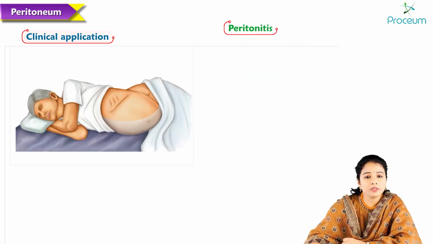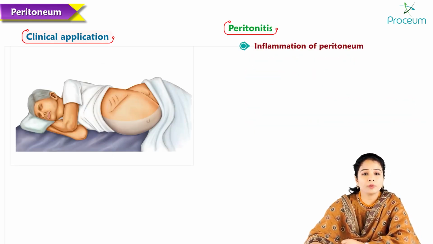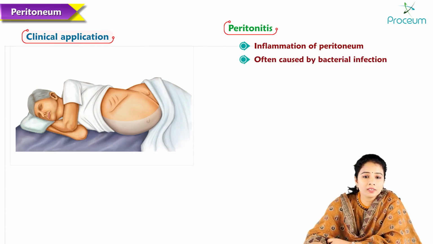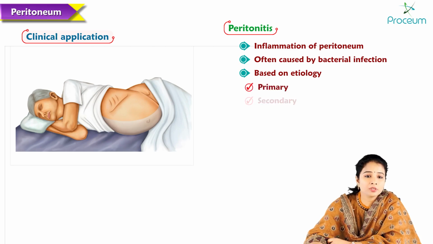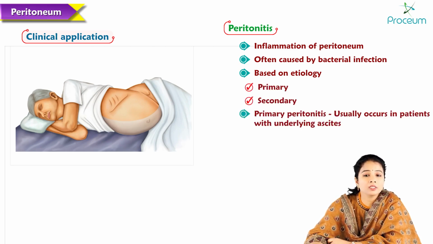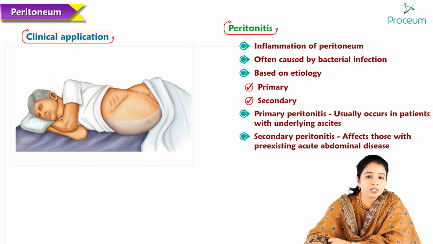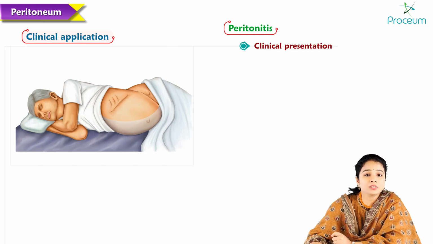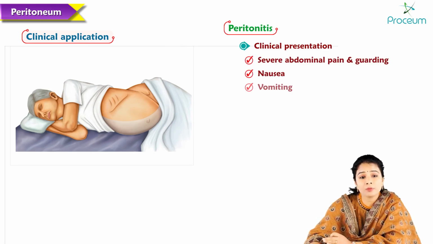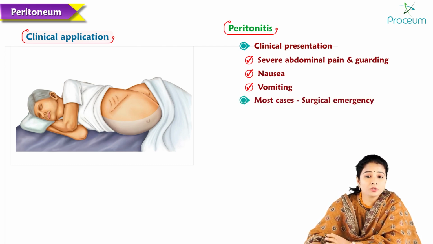So, bacterial peritonitis. Peritonitis is the inflammation of peritoneum which is often caused by bacterial infection, and based on the etiology, peritonitis may be classified as primary or secondary. Primary peritonitis usually occurs in patients with underlying ascites, whereas secondary peritonitis affects those with pre-existing acute abdominal disease. So, the patients typically present with severe abdominal pain and guarding as well as nausea and vomiting. So, in most cases, peritonitis constitutes a surgical emergency.